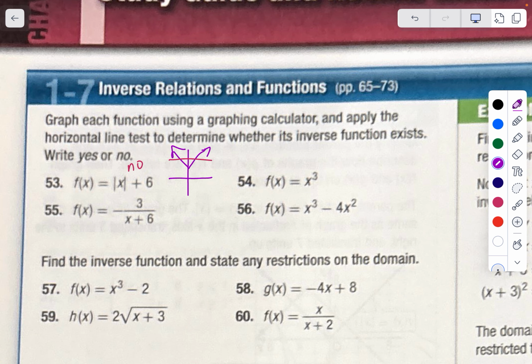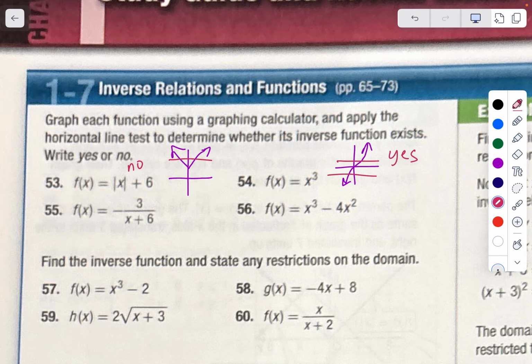Number 54. If you were to look at our parent cube function, it looks kind of like that. And it passes the horizontal line test. Horizontal lines will only ever touch it once. So that's a yes.